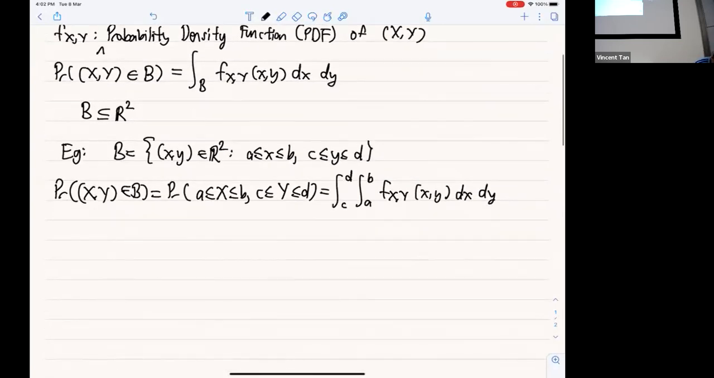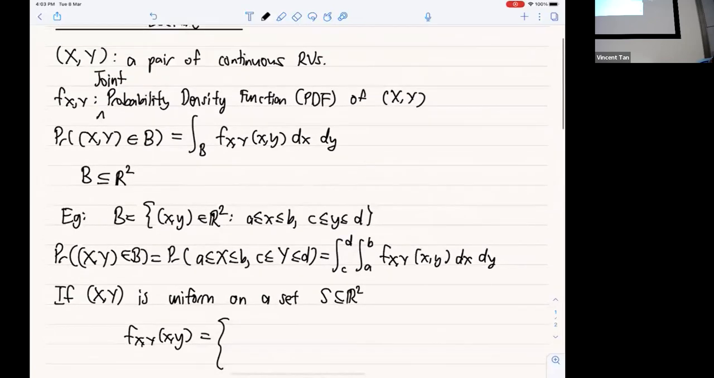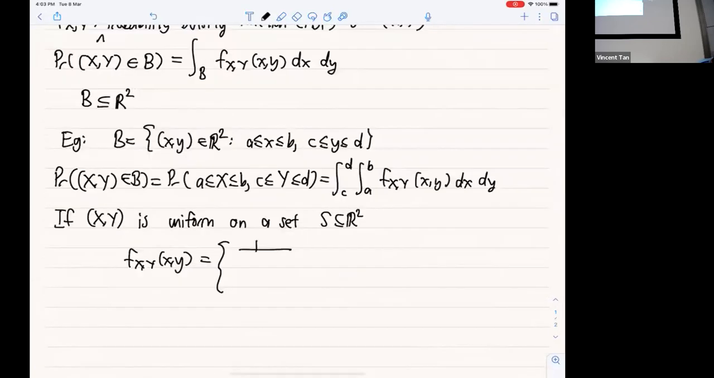So a very special case that we discussed last time is the following. If we have that the pair of random variables XY is uniform on a set S, a subset of R squared, which is a set of all pairs of real numbers, then f_XY(x,y) is equal to two cases: one over the area of S when (x,y) belongs to S, and zero otherwise.